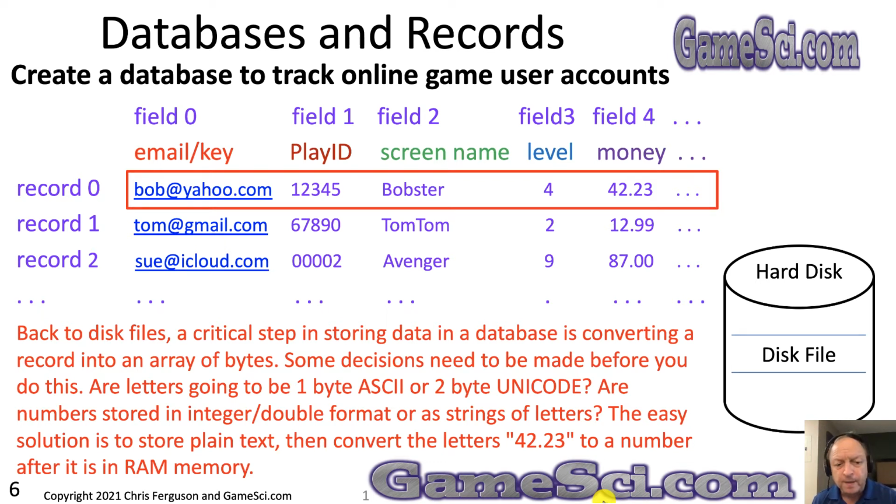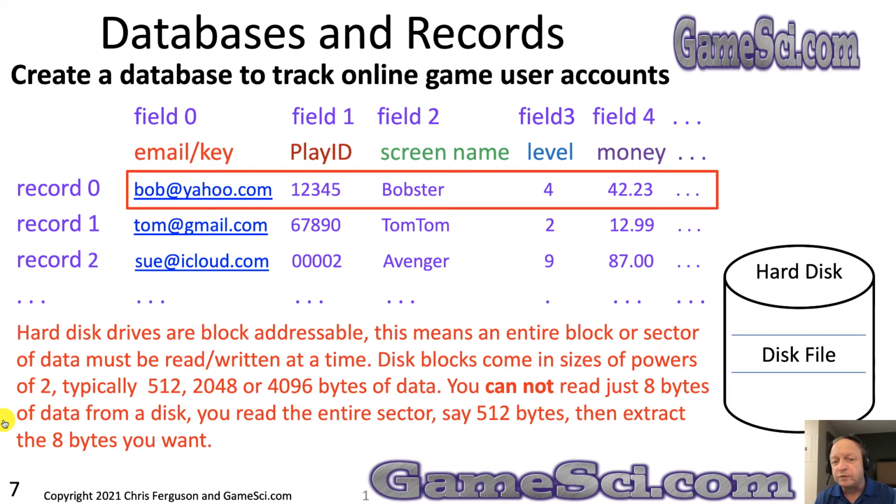Back to disk files. A critical step in storing data in a database is converting a record to an array of bytes. Some decisions need to be made before you do this. Are letters going to be stored as 1-byte ASCII characters or 2-byte Unicode characters? Are numbers stored in integer or double format or as strings of letters? The easiest solution is to store plain text. Then convert the letters, like 42.23, to a number after you load the data from the file into RAM memory.